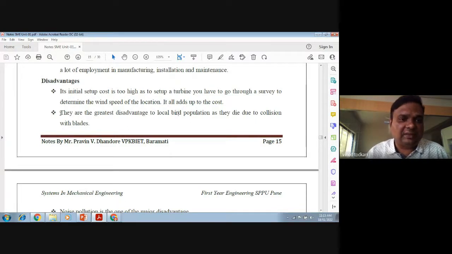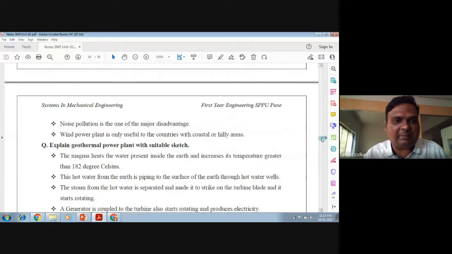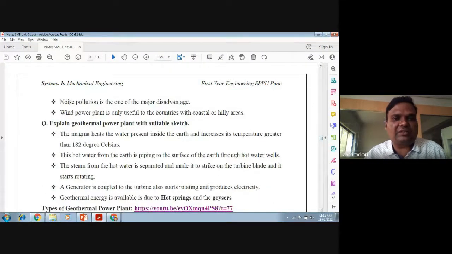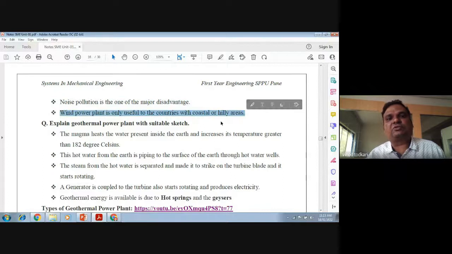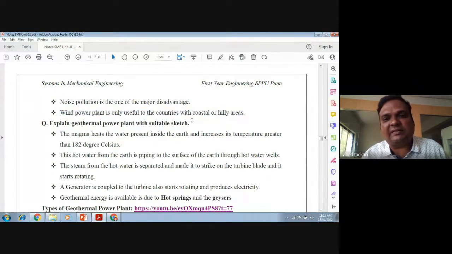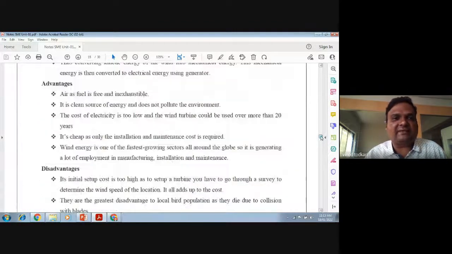Okay, now see, if a bird collides with the blades, definitely the bird population will get reduced, as the bird may die. Now see, noise pollution is also one of the disadvantages, and a wind power plant is only useful for countries with coastal or hilly areas. Generally, it is a prediction that in coastal areas or hilly areas, the wind intensity is comparatively very high.